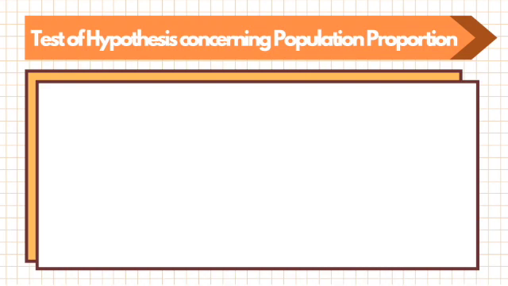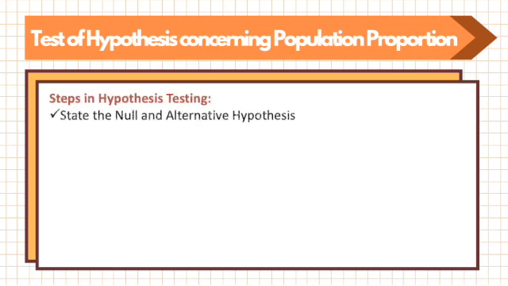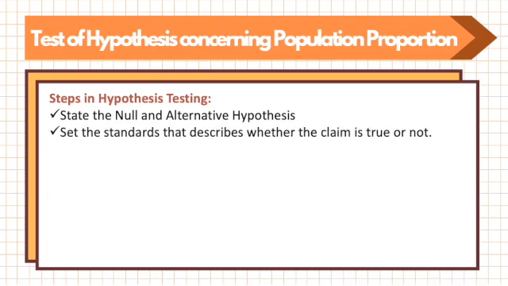So how do we test a hypothesis concerning population proportion? We follow the 4 steps in hypothesis testing. First, we state the null and alternative hypothesis. Then, we set the standards that describe whether the claim is true or not. This is where we determine the boundary between the acceptance region and the rejection region using the level of significance and the type of test to be used.